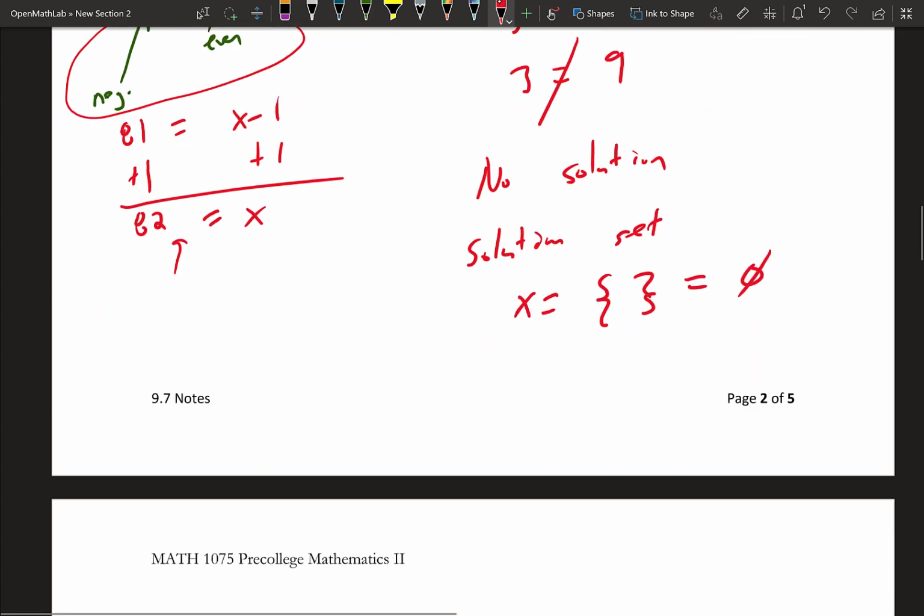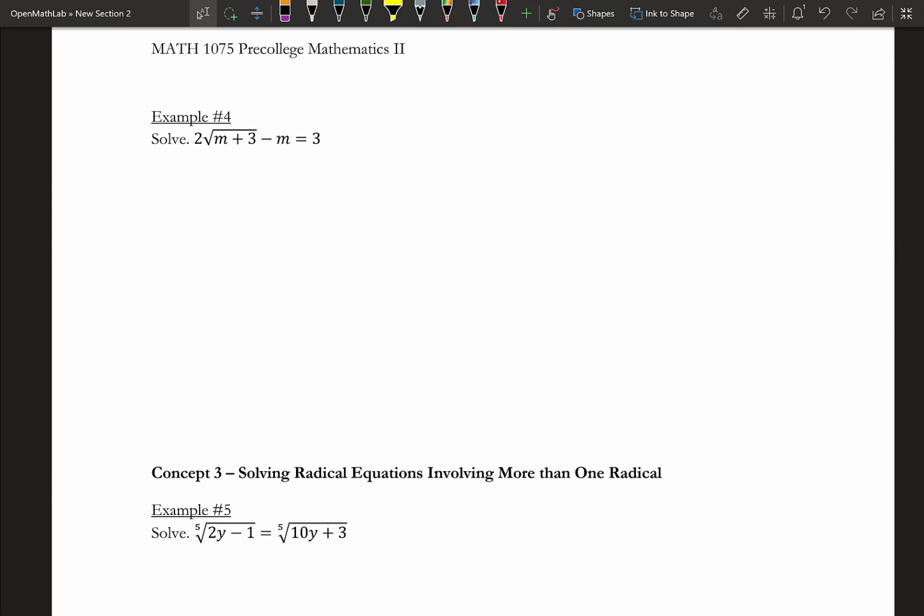All right, so example 4. We have 2 times the square root of m plus 3, minus m equals 3. So one thing you want to be clear about is this 2 in front is a factor, it's not an index. And also something you want to be careful with is this part is not under the square root. So when you're writing that and working with these, you want to be extra cautious with that.